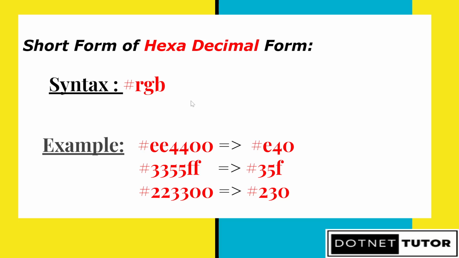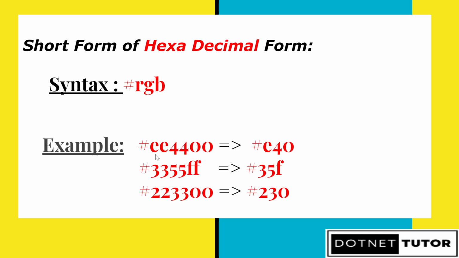In this video, I would like to introduce the hexadecimal short form, which is very easy. We have seen that hexadecimal color notation has 6 places, but we can write it in 3 places. We can reduce this form into 3 places like this.